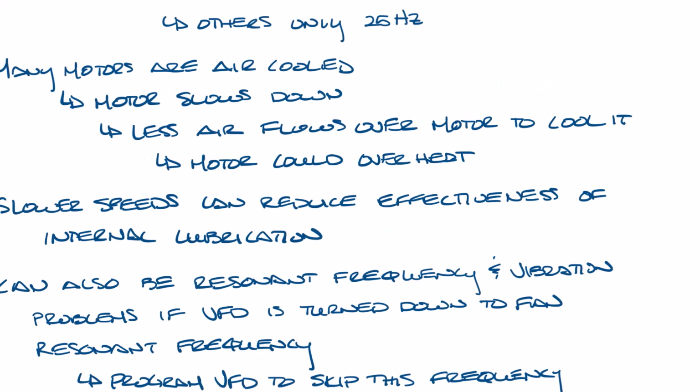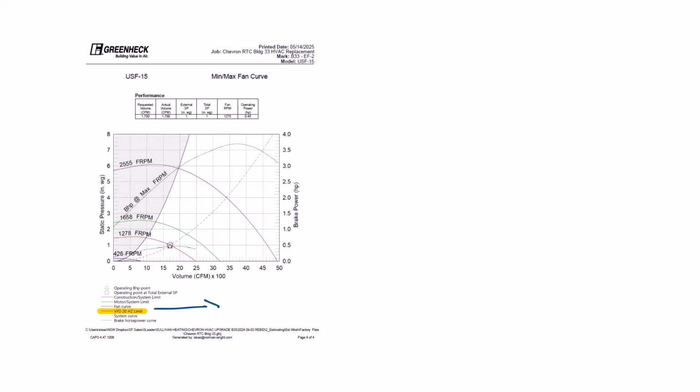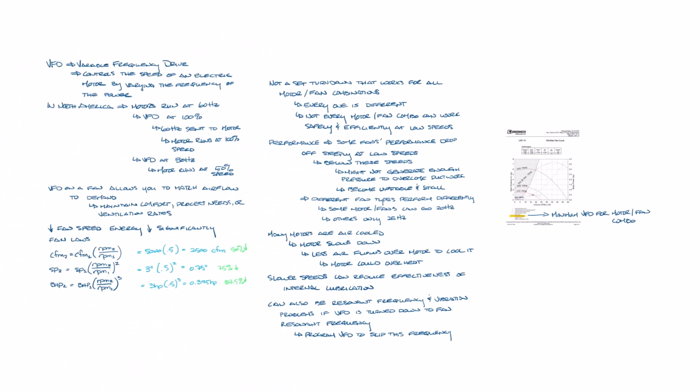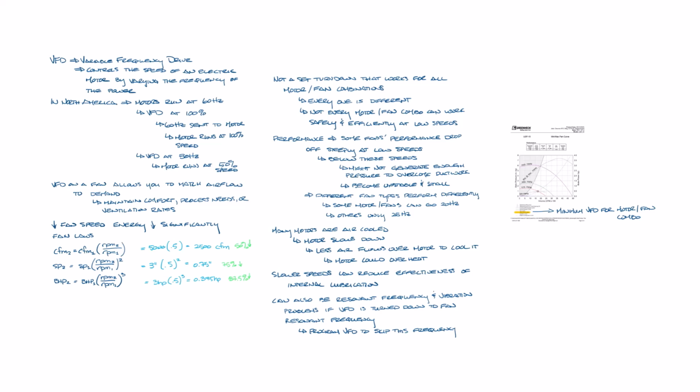So you can see here on the fan data sheet that it shows minimum VFD limit. So you want to make sure that this is set correctly in operation. So that's why fans have minimum VFD limits and what can happen if you go below them.